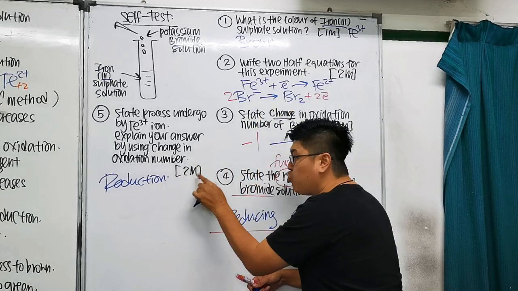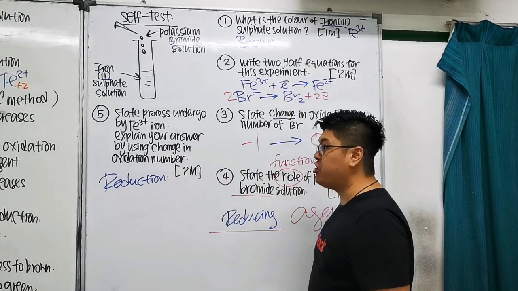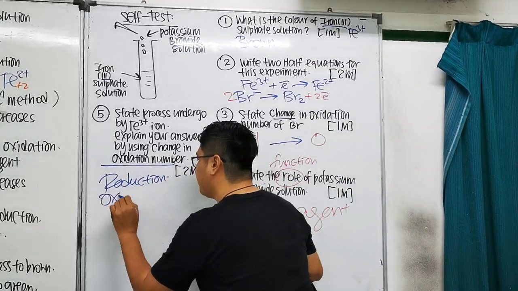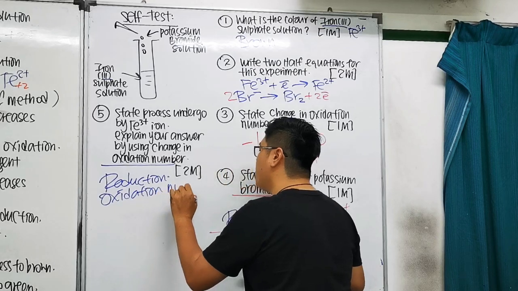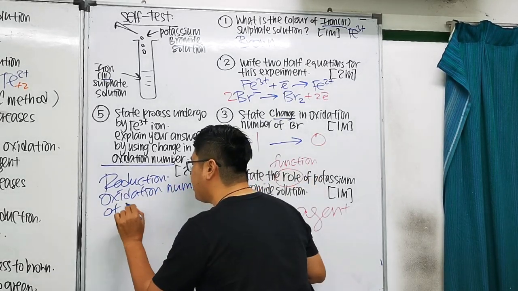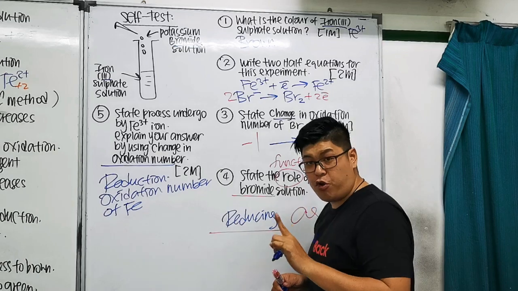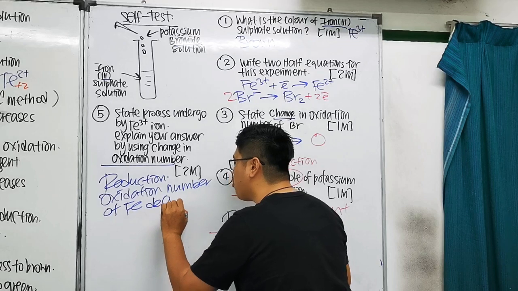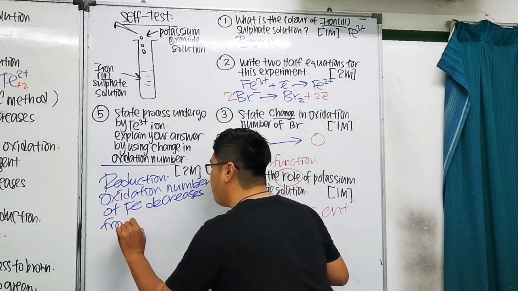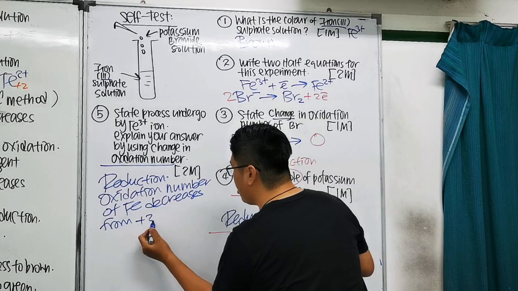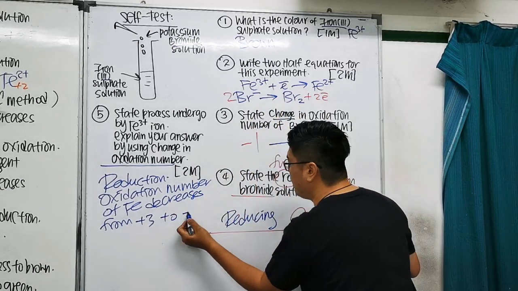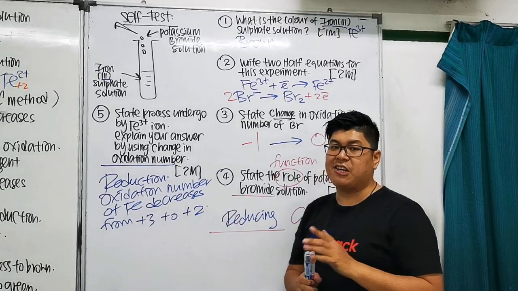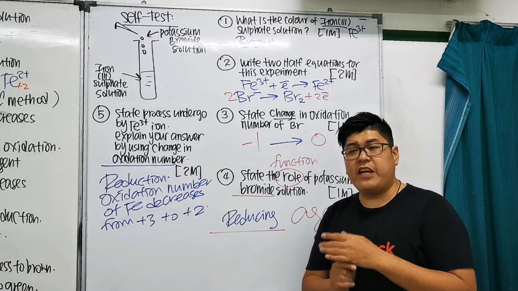Okay, 1 mark, but this one is 2 marks. So 1 more mark comes with the explanation, and they clearly want oxidation number. Understand? Just mention the oxidation number of our iron. Just write Fe, don't write Fe2 plus, Fe3 plus. Let's just write Fe. Fe, this species, the oxidation number decreases. It decreases from Fe3 plus, which is plus 3, all the way to Fe2 plus, which is plus 2. When the oxidation number decreases, the process is reduction. So far, okay. So again, it's not very hard.